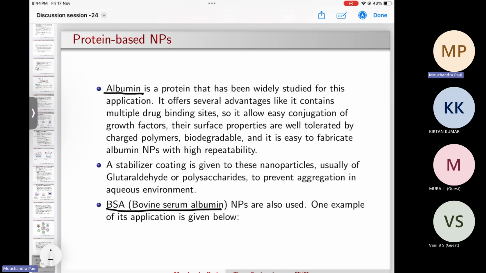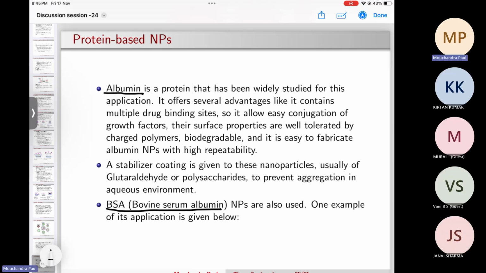Okay. Then this material like albumin, these are biodegradable, so often they are non-toxic, biocompatible, and it is also easy to fabricate albumin-based nanoparticles. But one problem with protein-based nanoparticles is they have a very high tendency to aggregate.